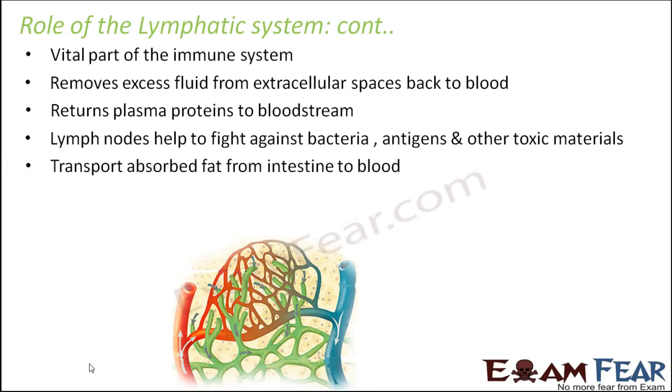Transport absorbed fat from intestine to blood. Now, we learned the process of digestion, right? We saw that the complete digestion of food and absorption of food takes place in the small intestine. Absorption of food happens through the villi, the small hair-like structures which are present in the small intestine. Now, when you talk about the absorption of fat, the fat molecules are quite big, so it is difficult for them to enter into the thin blood capillaries.